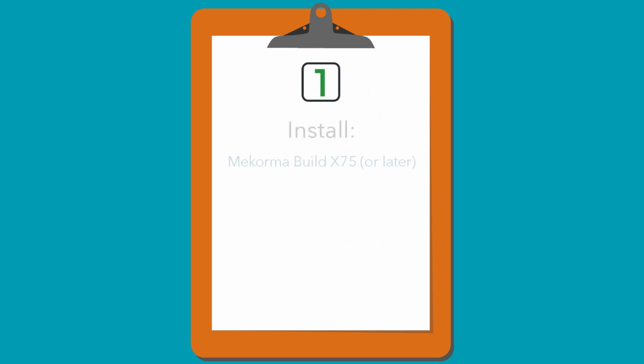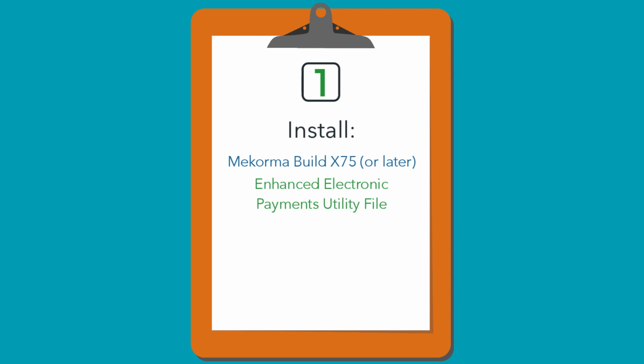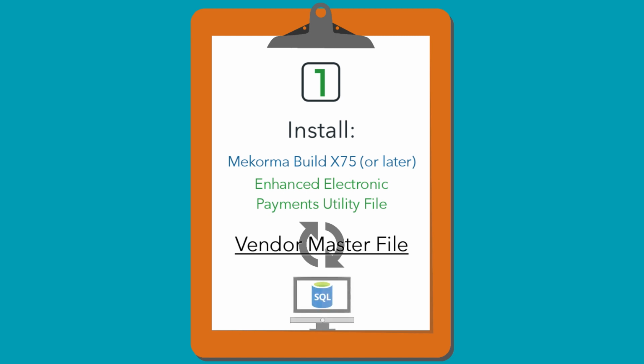First, in addition to installing Mekorma Build 75 or later, you must also install the Enhanced Electronic Payments utility file. This will automate the process of synchronizing the vendor master file when changes are made by the Enhanced Electronic Payments service or from within Microsoft Dynamics GP. Mekorma recommends installing the utilities on a single computer, preferably but not necessarily the SQL server, and GP does not need to be installed in that computer.